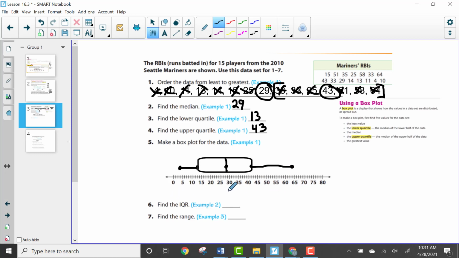Now, in order to find the IQR, we find the difference between the upper and lower quartiles. Here we have 43 as our upper quartile, 13 is the lower quartile, so not too difficult there. That's going to be 30. And then the range, which we talked about in previous videos, is the difference between the least and greatest value. So we have 64 is our greatest, 4 is our least. So our range would be 60. And again, that's how you create a box plot. So this concludes the video on box plots. If you have any questions about this concept, please come and see me.